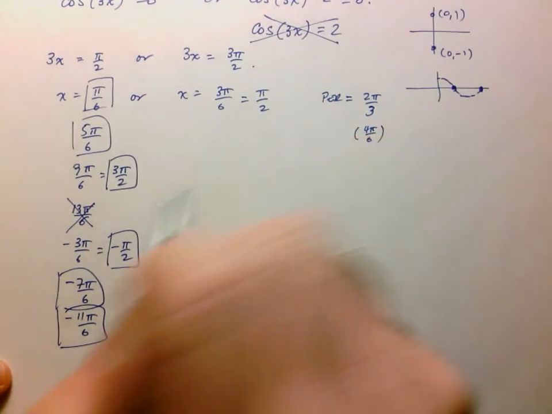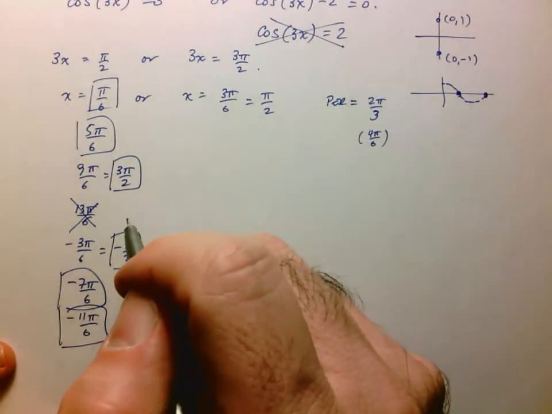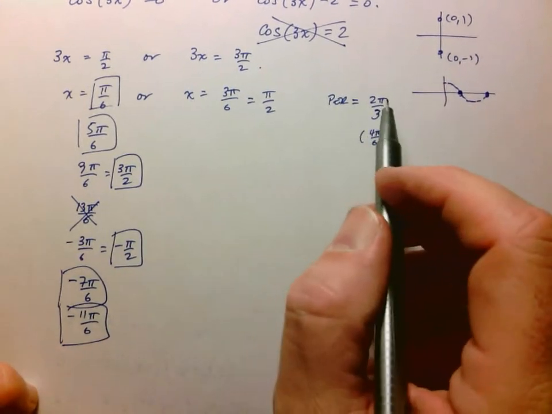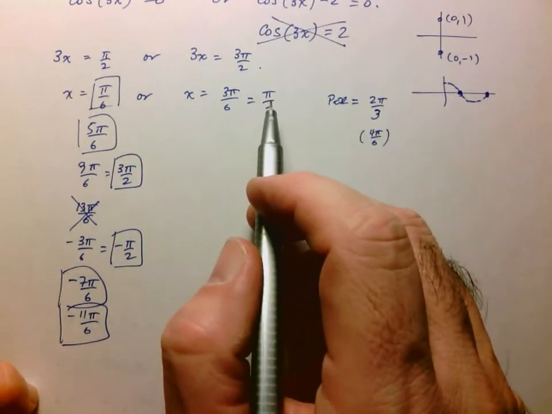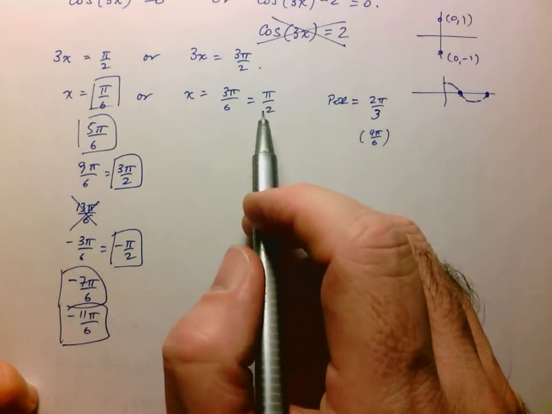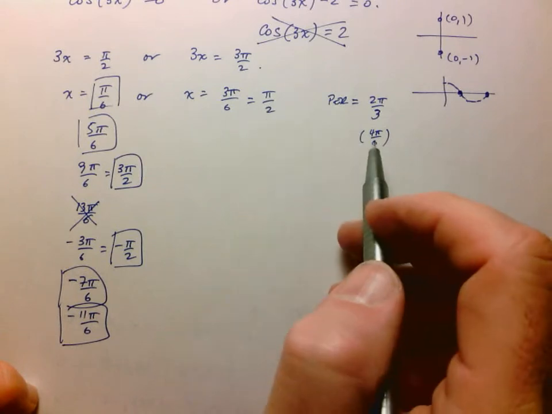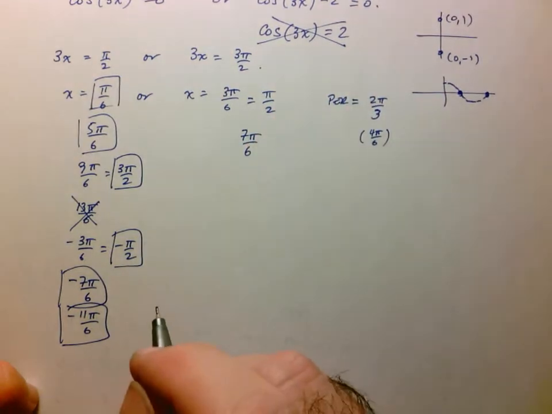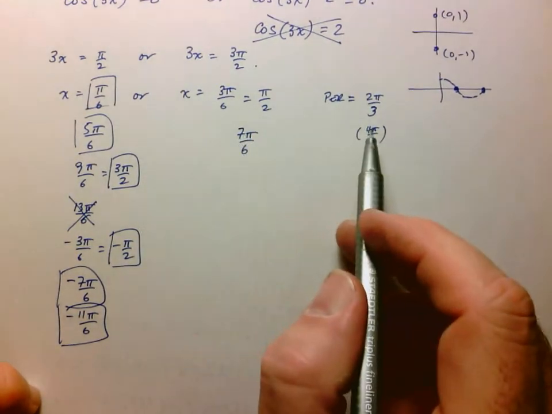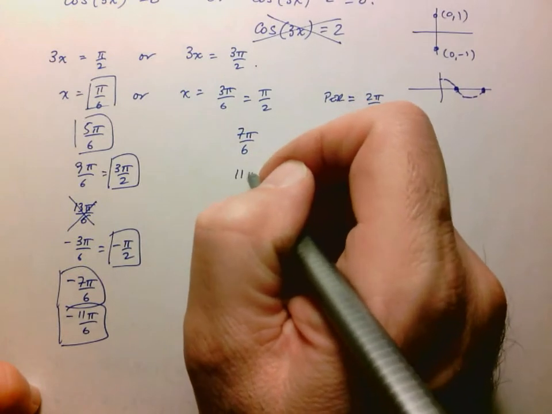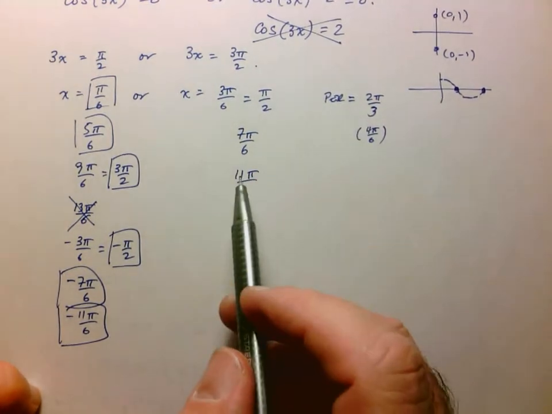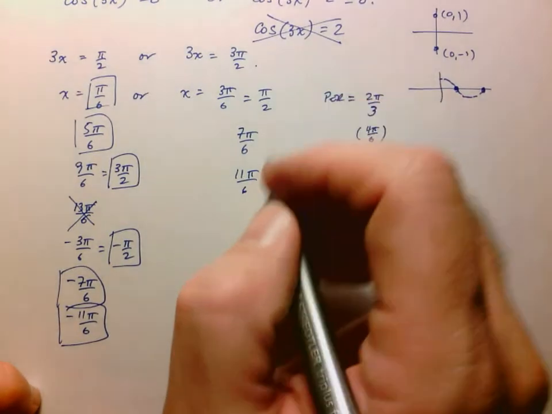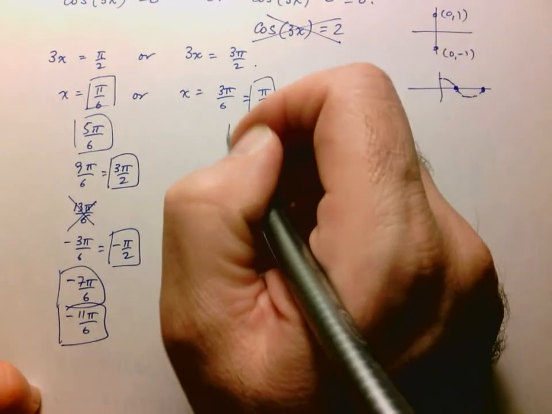Let's now start working with the pi over 2. Here, again, I'm adding and subtracting 2 pi over 3, so I'll think of this as being 3 pi over 6, plus 4 pi over 6 gives me 7 pi over 6. So there's another answer. Let's add another 4 pi over 6. That's going to give me 11 pi over 6. That's still good. But if I try to add another 4 pi over 6, I'll be above 2 pi. So that's it for my positive answers.